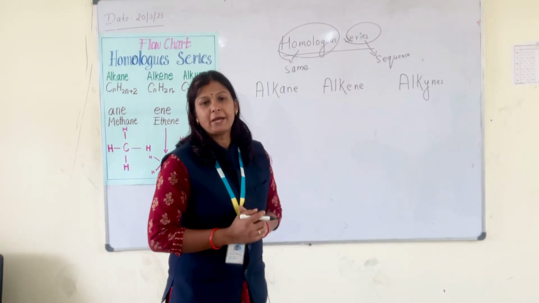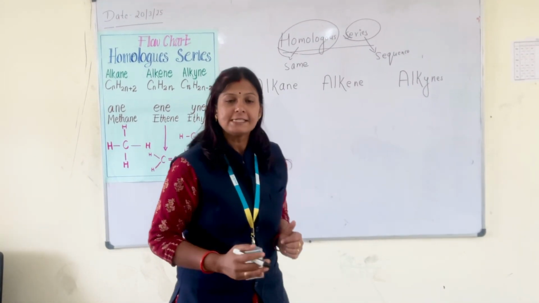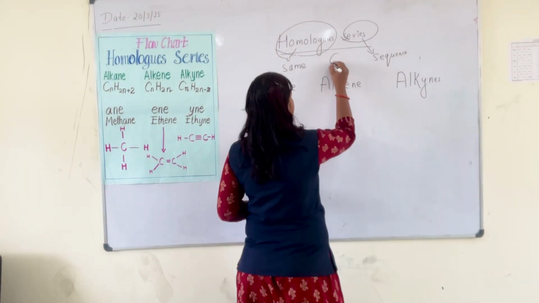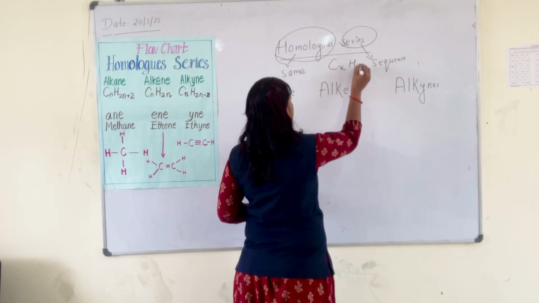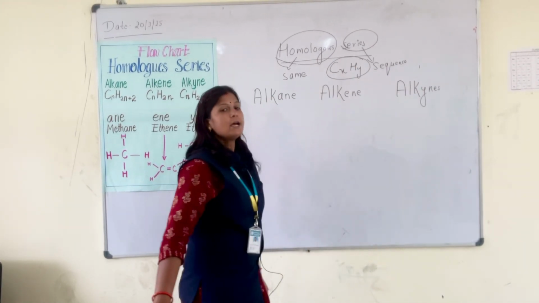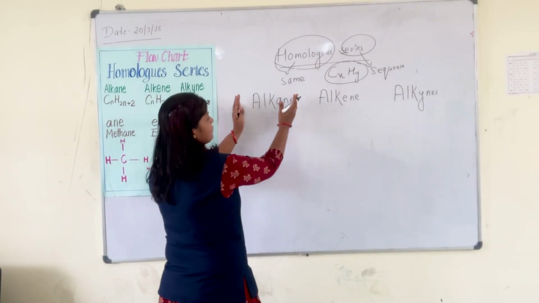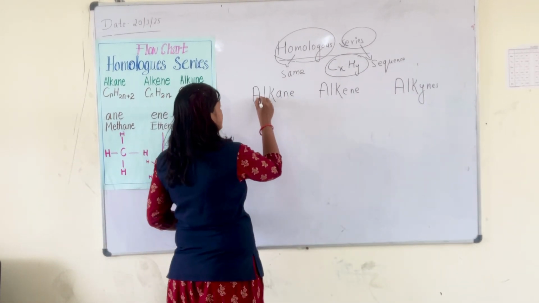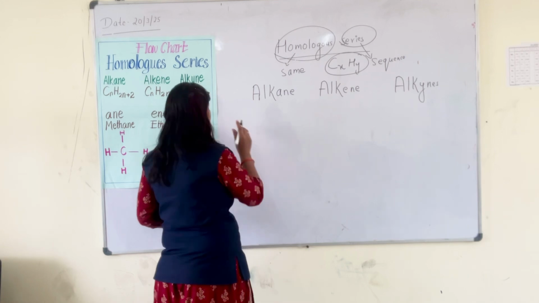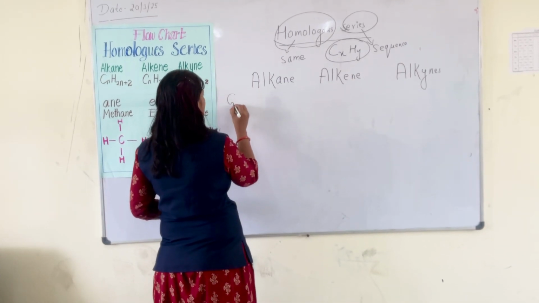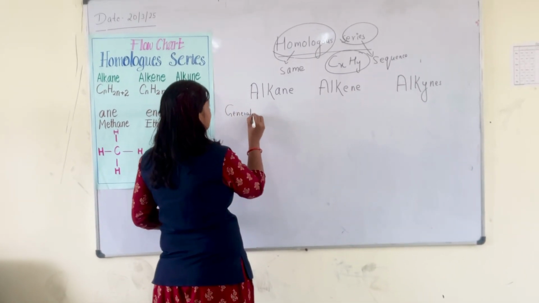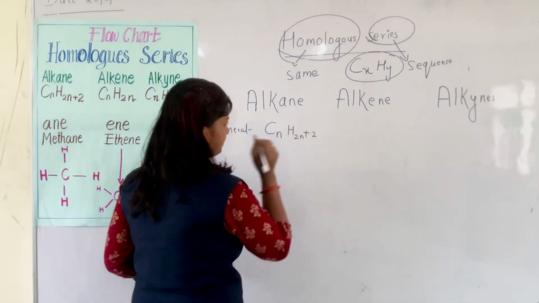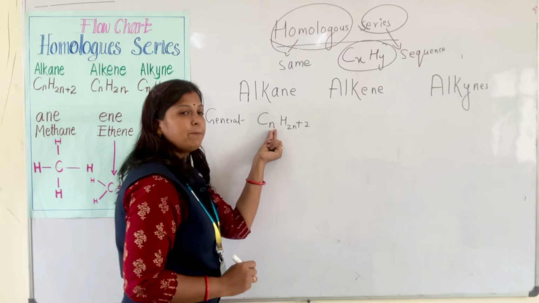Now, what do you mean by homologous series? A homologous series is nothing but a series with the same carbon and hydrogen, where carbon and hydrogen are bonded together. So first we will go with the properties of alkane. Alkane comes under the homologous series. Now the general formula of alkane is CnH2n+2.